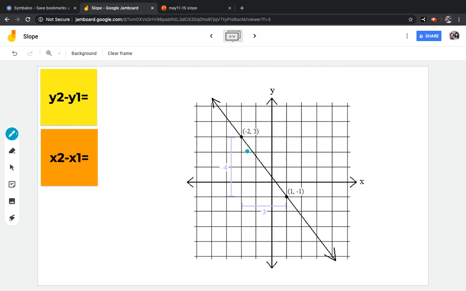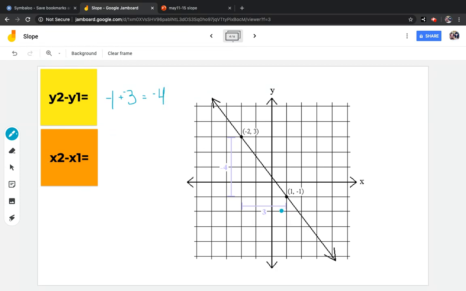Now let's try a negative slope. So basically, if you think of a hill, if you're going down the hill. If you are thinking positive, you're going up the hill. So down the hill, let's check this out. Now y2, so my second y is -1, and my first y is at 3. Okay, -1 minus 3 equals -4.